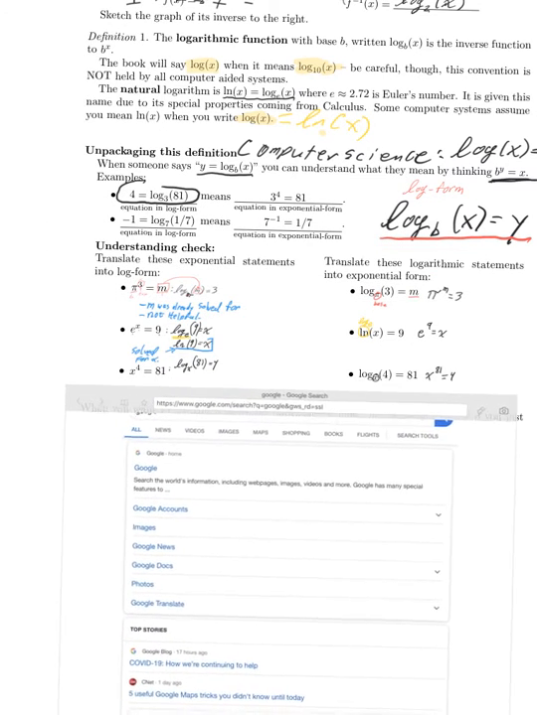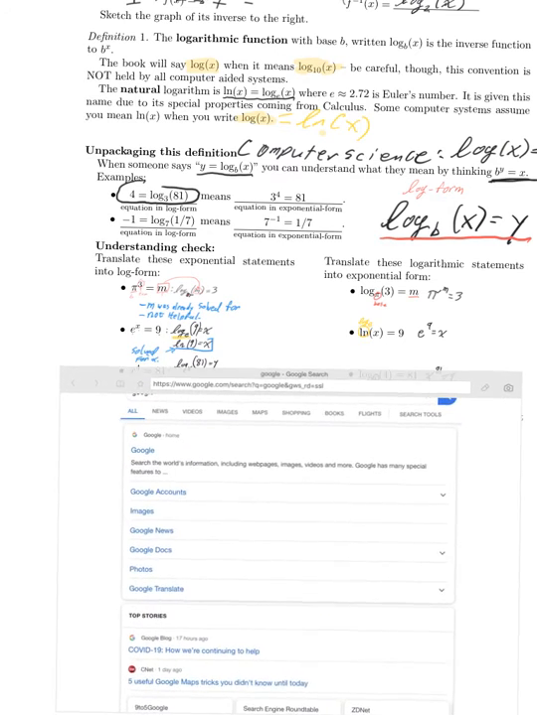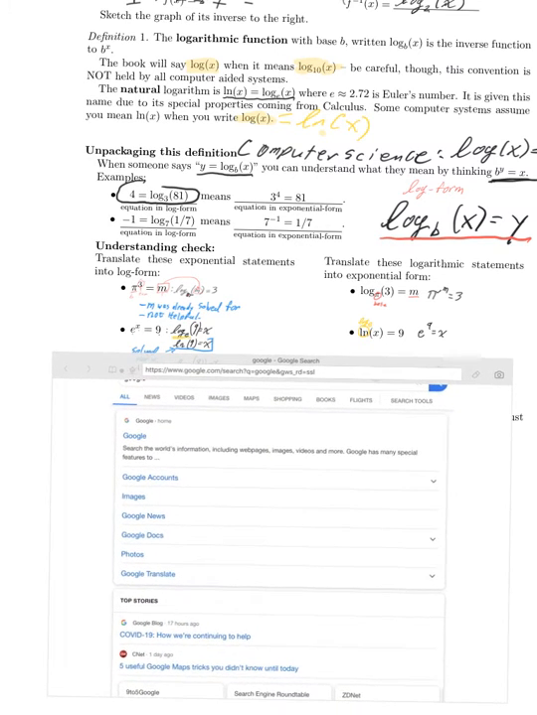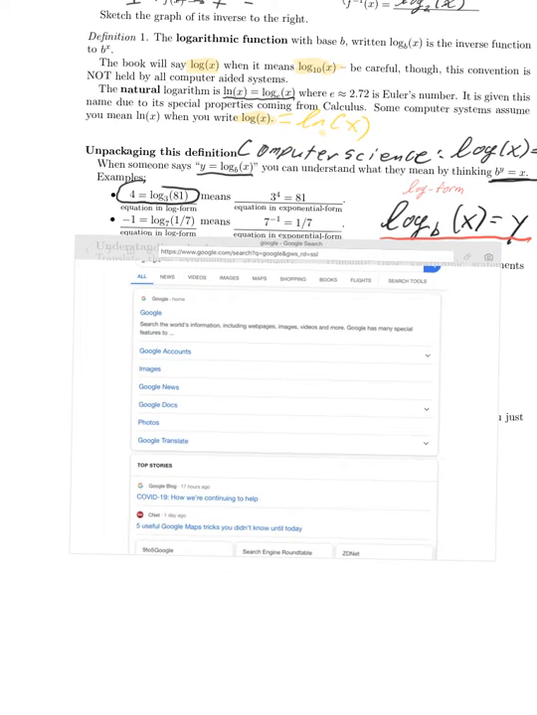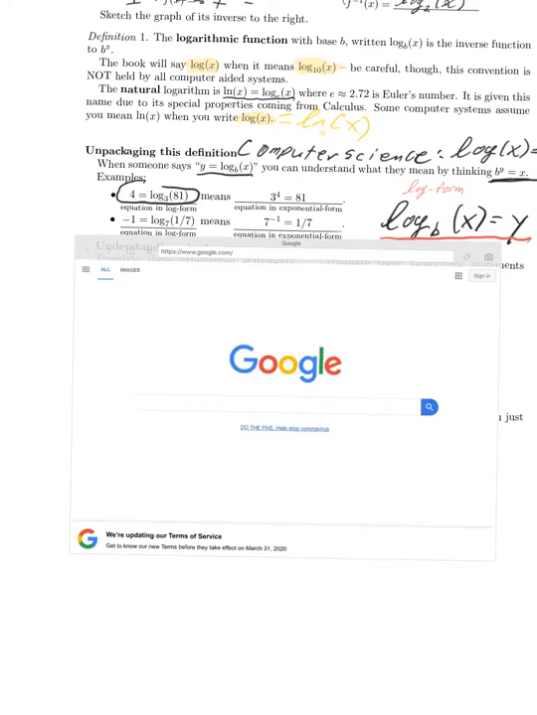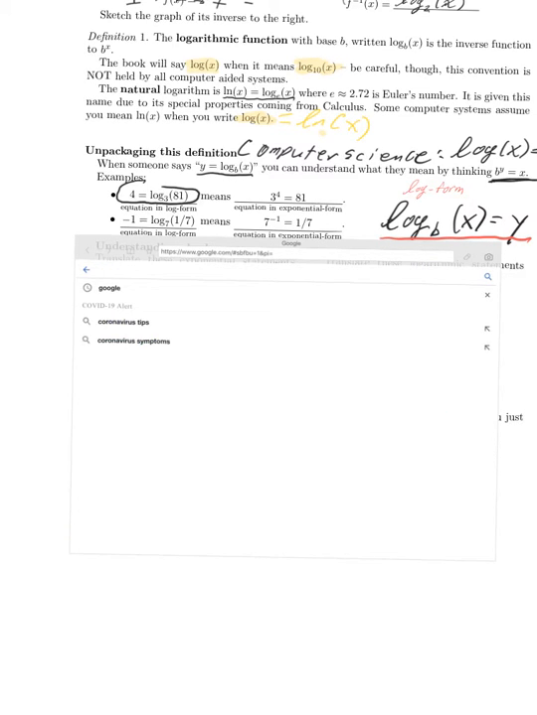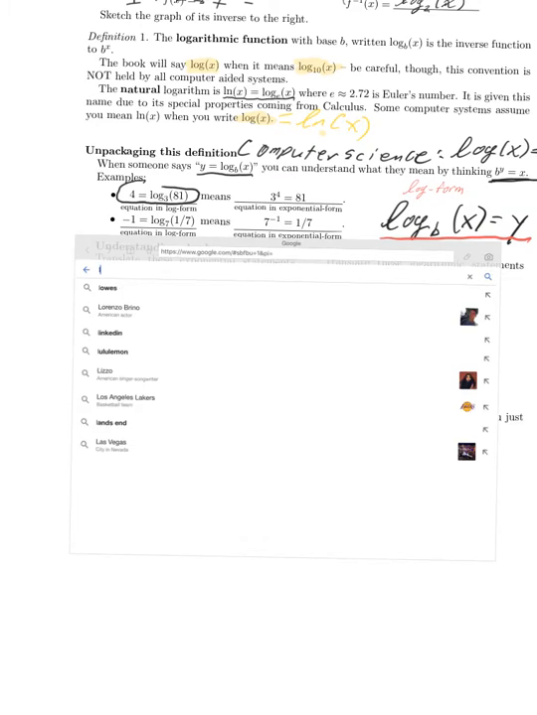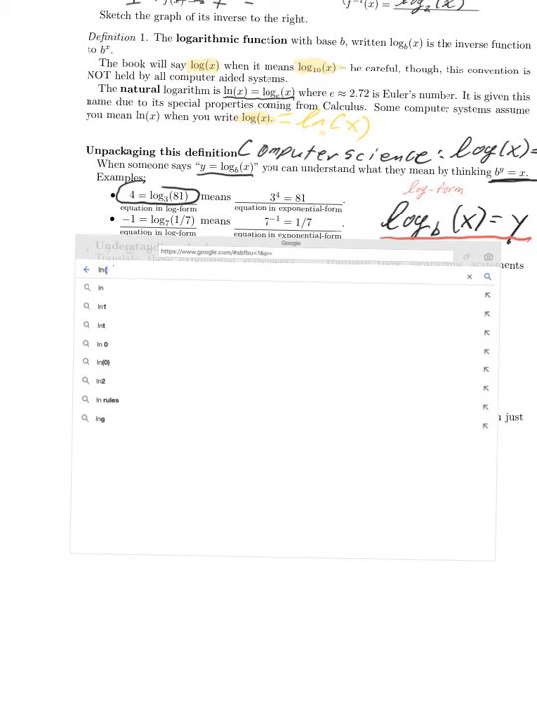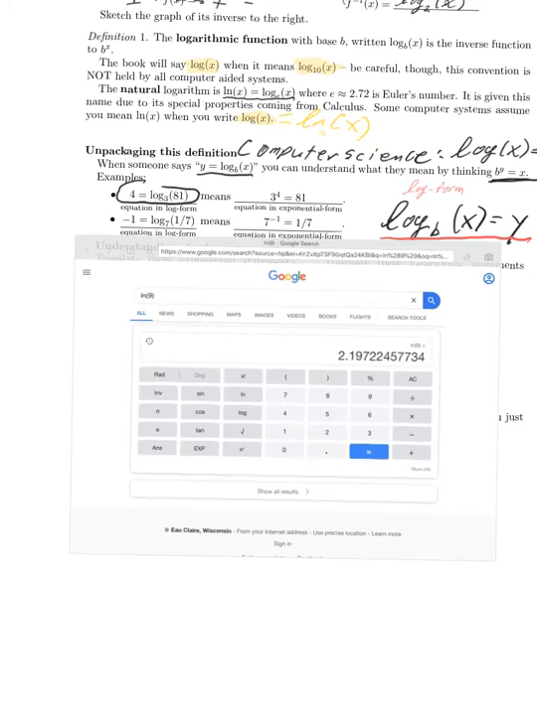So apparently, I solved this and got x is equal to the ln of 9. Let's get a decimal approximation for that. ln of 9. It's around 2.197.